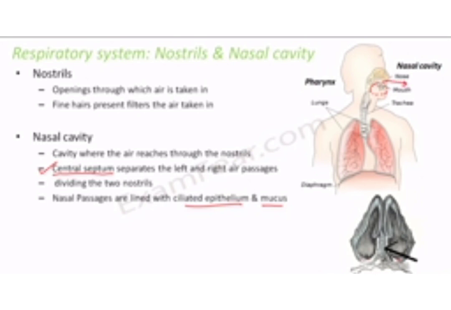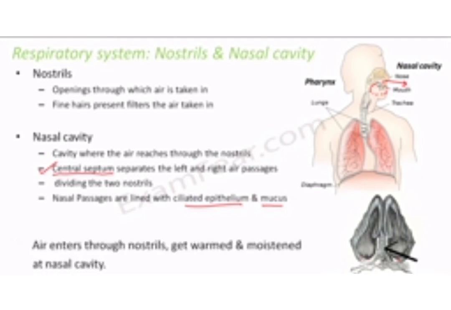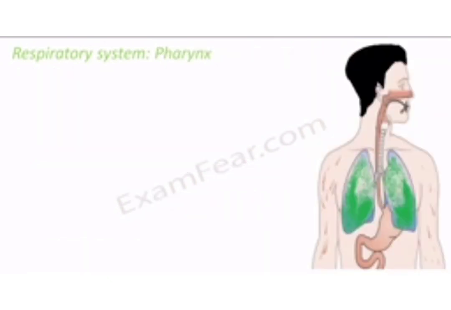So you can see, the nasal cavity and the oral cavity need to be separated. Otherwise, there will be no segregation between the food which we eat and the air which we take in. So the air and the food pathways should be kept separate from each other. Right? So we are clear with nostrils and nasal cavity. What is their function? Air enters through nostrils, gets warmed and moistened at the nasal cavity. So nostrils are used only for entry of air, and the nasal cavity warms the air and moistens the air with the help of mucus.